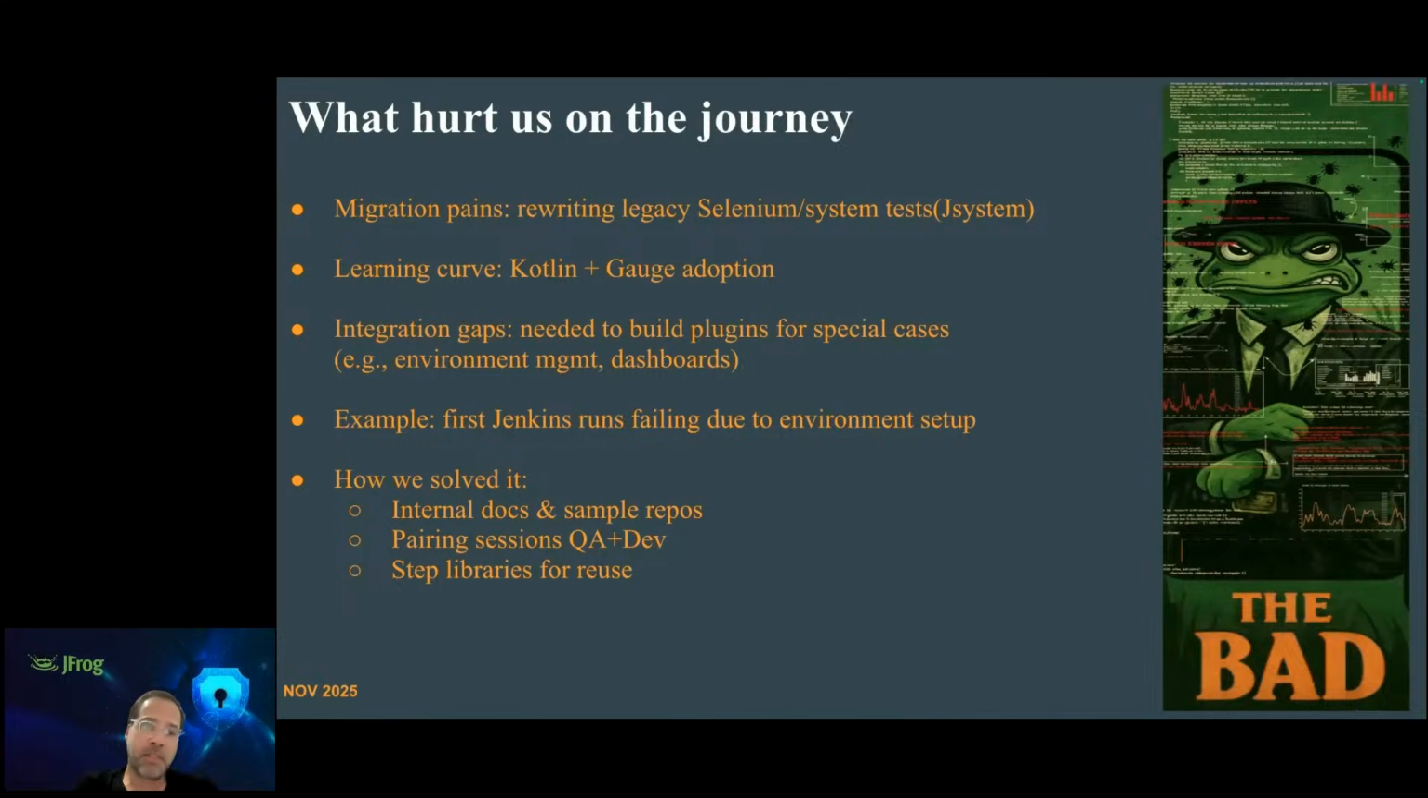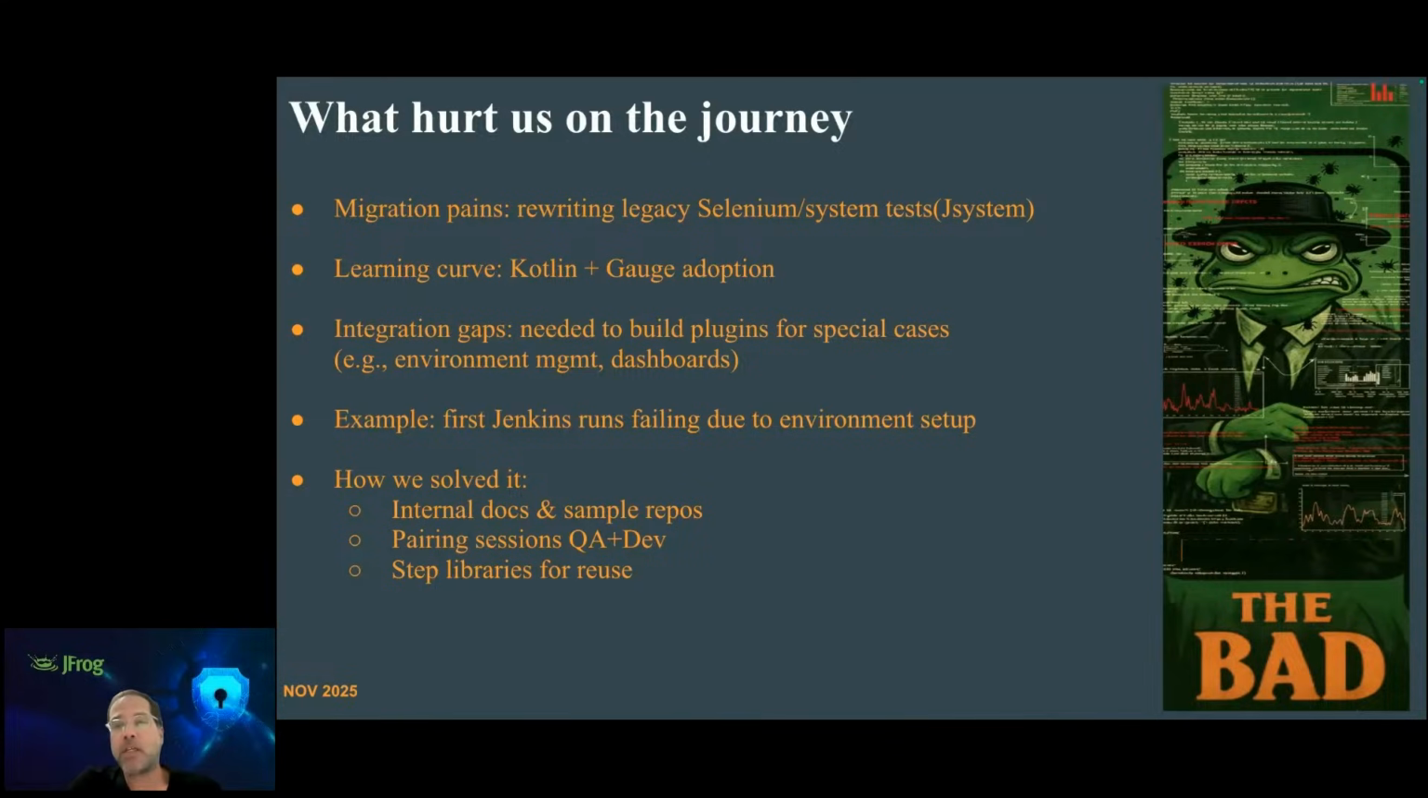And third, shared step libraries. Instead of everyone reinventing login to system for the fifth time, we created a single source of truth, a central step library. Anyone could plug it in and go. That one change cut our test creation time dramatically. And slowly, the bad turns into the better.